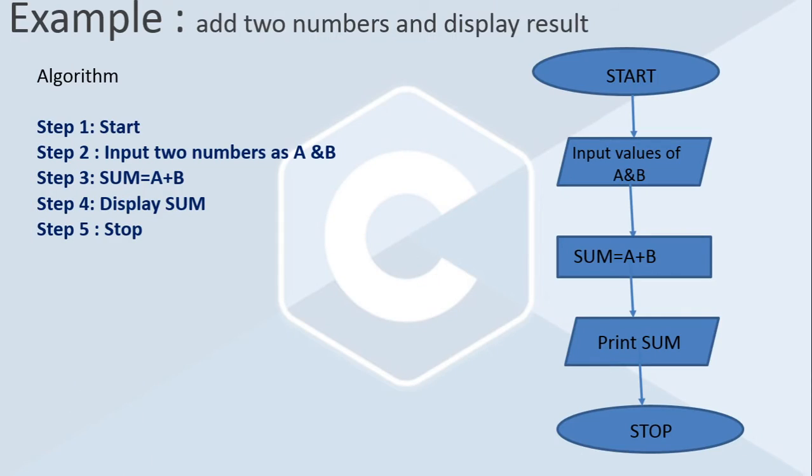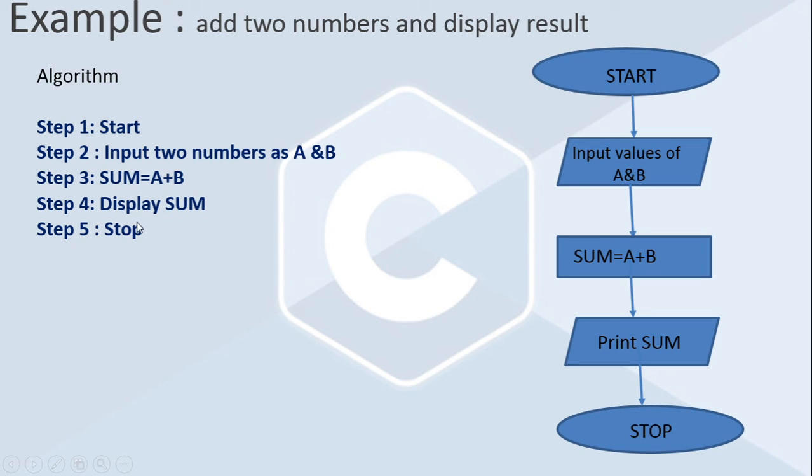So consider one example. The task given is to add two numbers and display the sum value. This one is the algorithm and this one is the corresponding flowchart. First we start the algorithm. Next, we need to get the two numbers to add. So input two numbers, represented as A and B. Then perform an addition and store the value into another variable, sum.